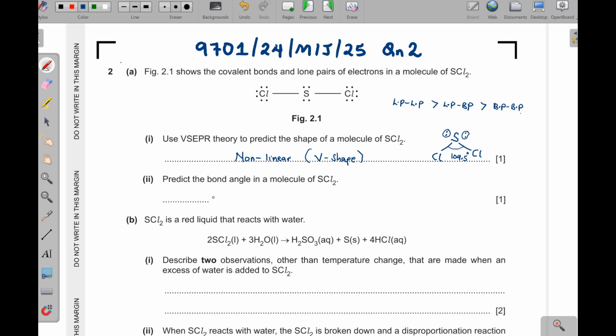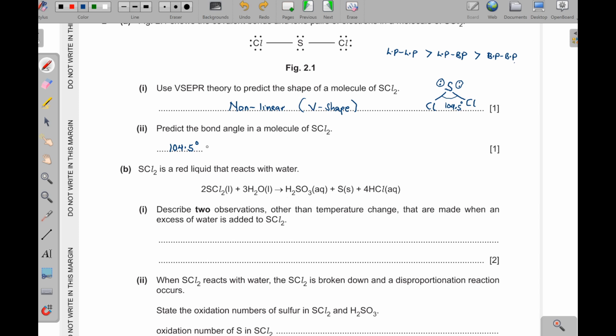Okay. Then predict the bond angle in the molecule. We have seen this one is 104.5 degrees. Then part B, sulfur dichloride is a red liquid that reacts with water. So when it reacts with water, we can see sulfurous acid here. Of course, this one is colorless. And then HCl is also colorless, but then we see sulfur here, which is a solid. It's a yellow solid. That means there is going to be a change in the color. So from the red liquid, which turns colorless, because this one is colorless and this, but then there is also a yellow coloration, a yellow solid in there.